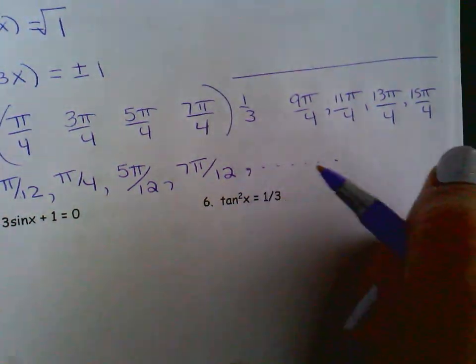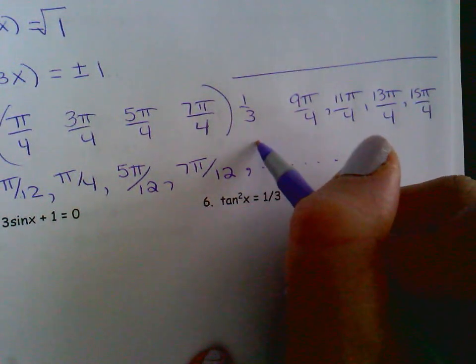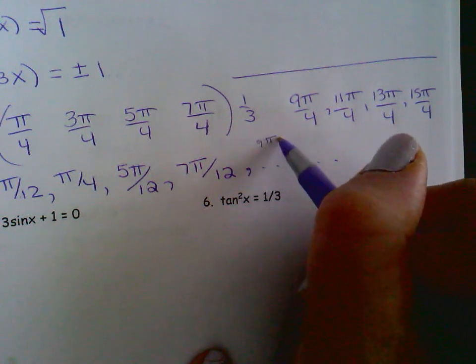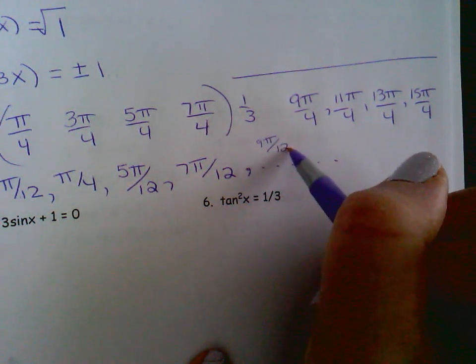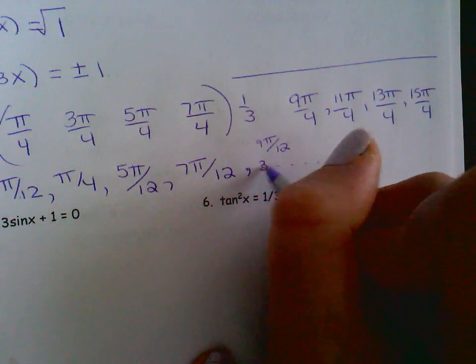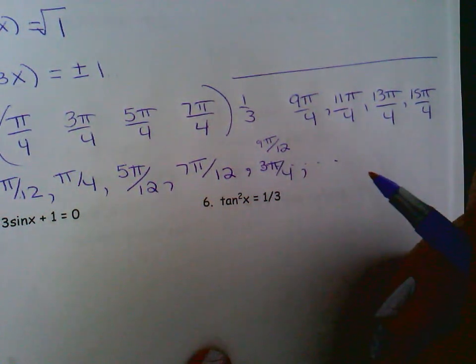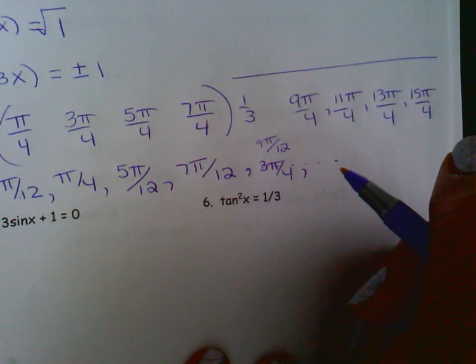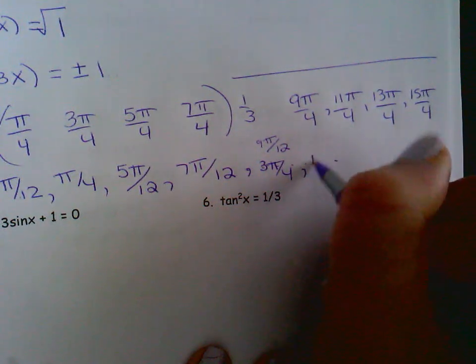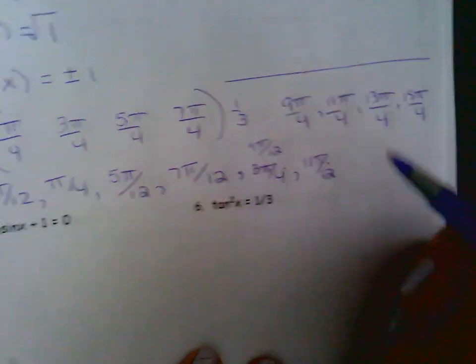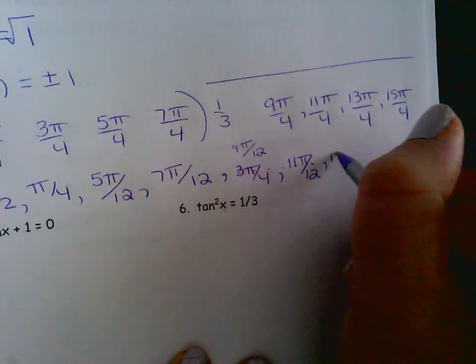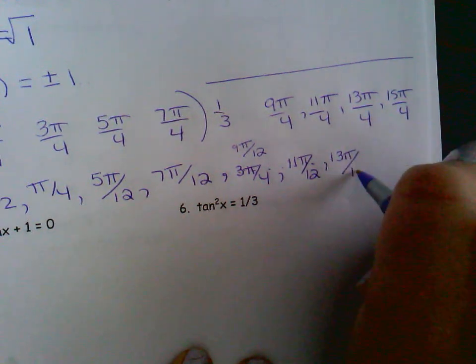So let's see. If I did 9 pi over 12, what would that reduce to? 3 pi over 4, 11 pi over 12, 13 pi over 12.